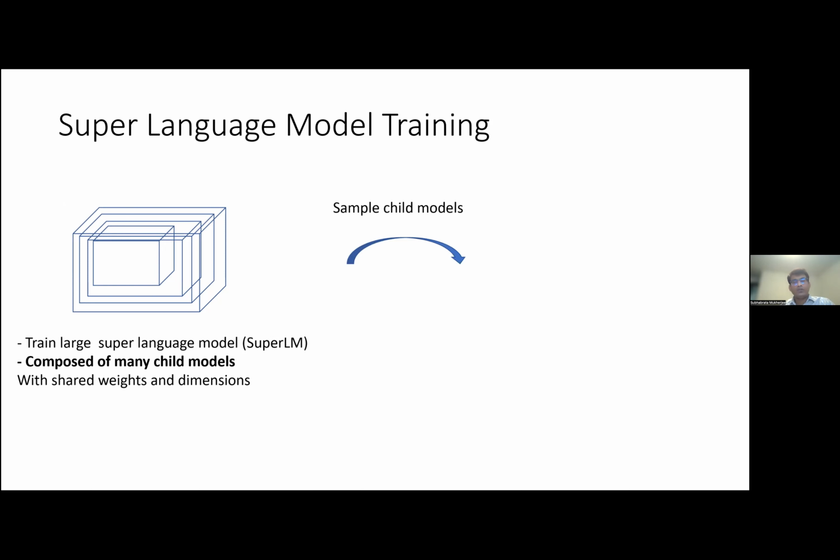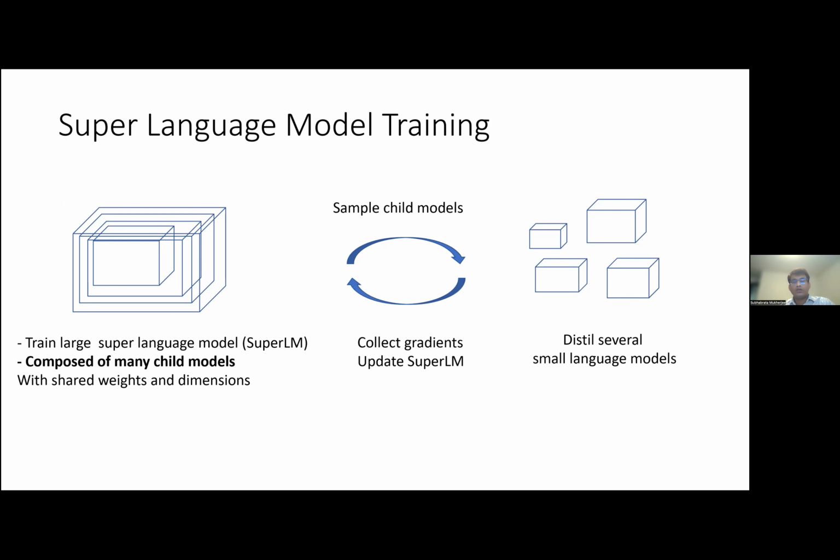So assume that I'm able to train this large super language model in a compositional way. Then what we could do is sample several child models. There is also a sampling policy involved here, like whether you are using the sandwich rule or just randomly sampling. Assume that you have sampled some child models. Now we could train these child models for a few steps, collect the gradients, and put the weights back into the super language model. Then we again sample the child models, collect gradients, and update the super language model. This process goes on till convergence of the super language model. So here the super language model is really trained by weight sharing of these child models.